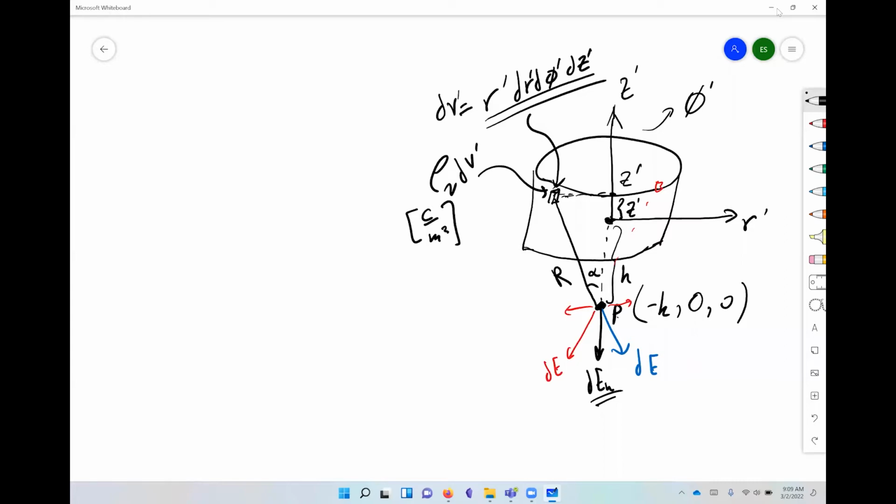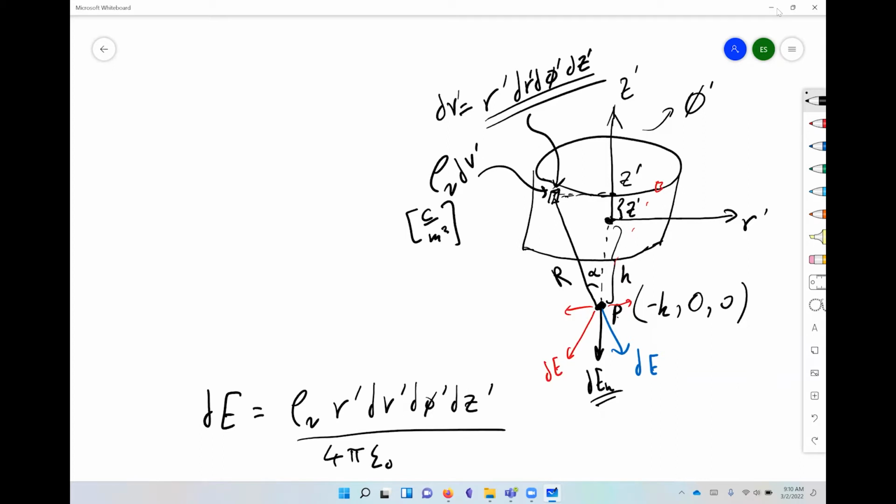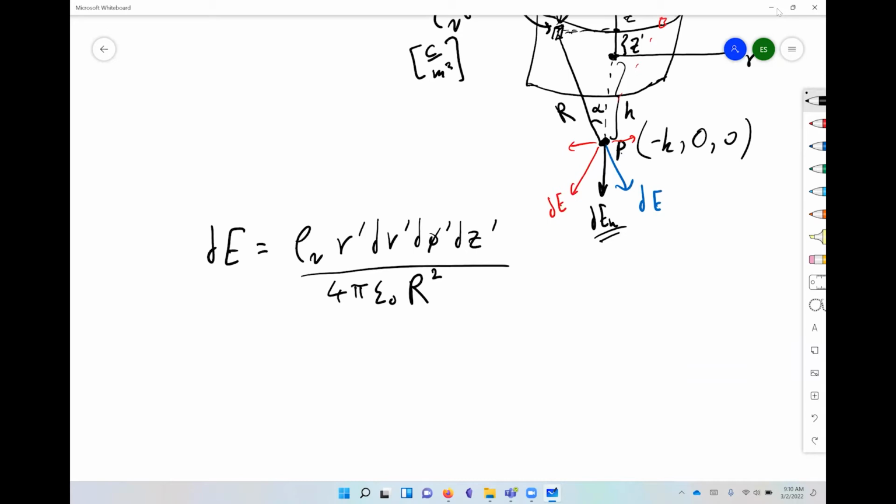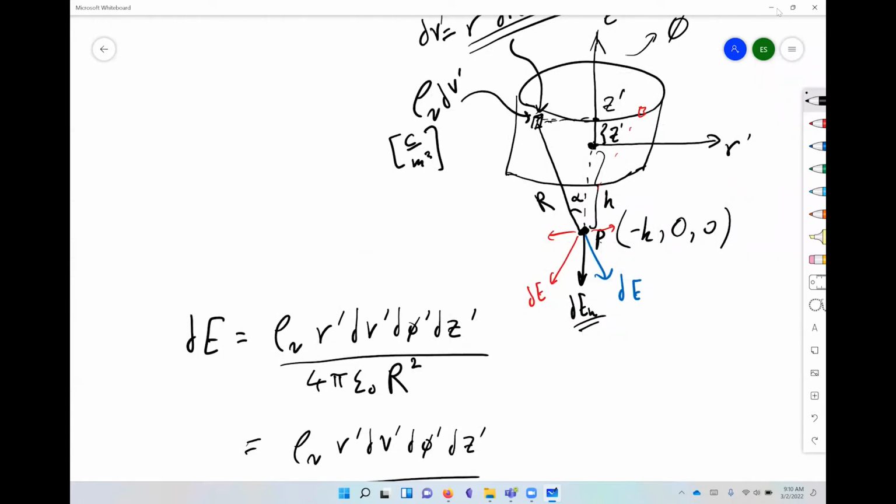So what is dE in this case? dE as a magnitude is going to be rho v times the volume element r prime dr prime dphi prime dz prime, over 4 pi epsilon naught r squared, applying Coulomb's law. Instead of r, what is r? I can use the Pythagoras theorem, right? What is this distance here? This distance is r prime.